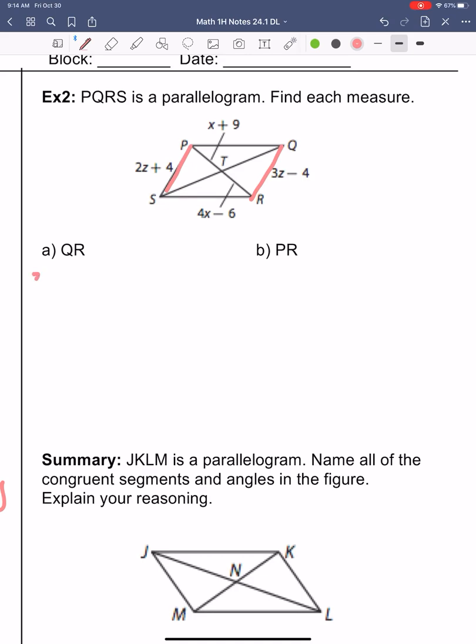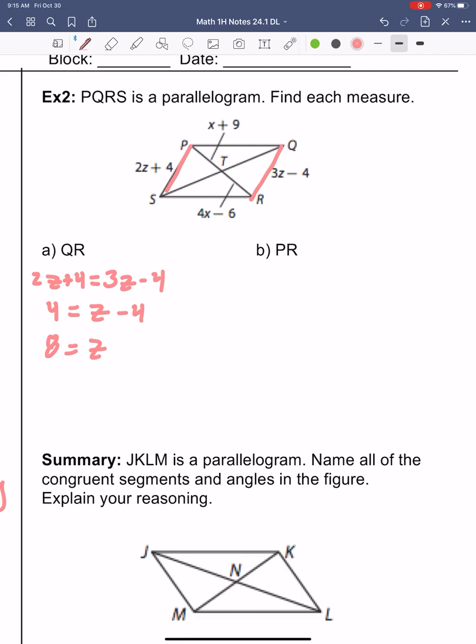We've got 2z plus 4 equals 3z minus 4. Okay, and then I'll go ahead and solve this. So I'm going to subtract 2z, so I get 4 equals z minus 4. And then add 4 to the other side, so I get z equals 8.